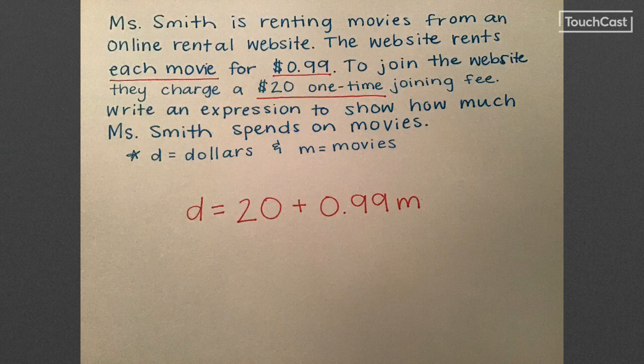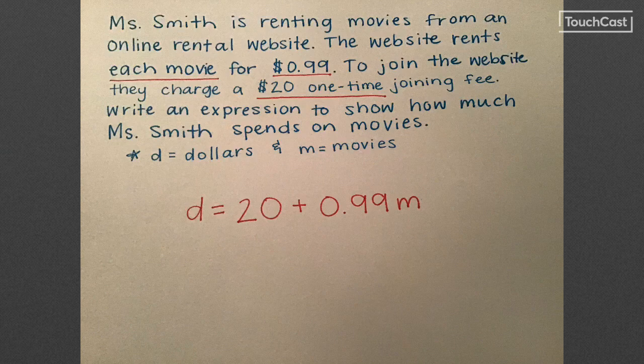Now I'm going to add my 99 cents times M to $20 because that's how much it costs to start. So the equation is 20 plus 0.99 times M. Now I want us to think, what number is the constant? What number is the coefficient? How many terms are there? And how many variables?